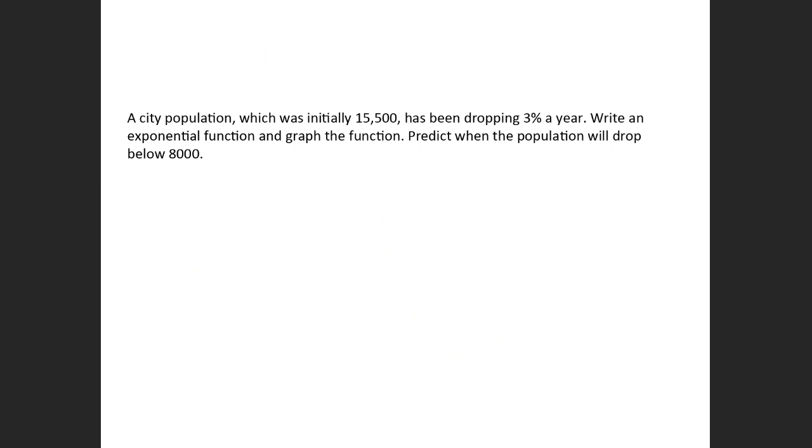A city population with an initial population of 15,500 has been dropping 3% a year. Write an exponential function and graph the function. Well, we don't want to graph. Predict when the population will drop below 8,000. Again, I'm just going to set this equation up. I'm not going to solve this one, but my initial population was 15,500.